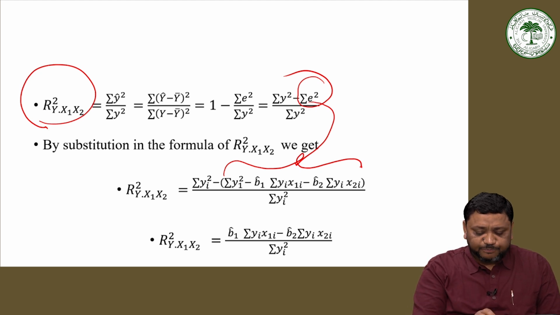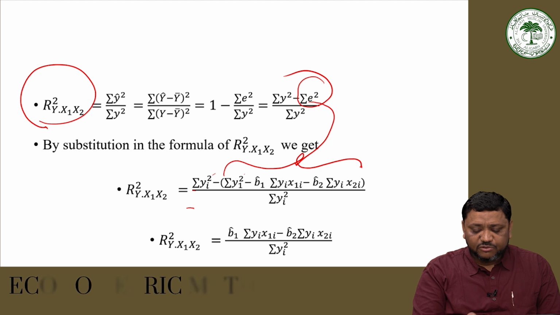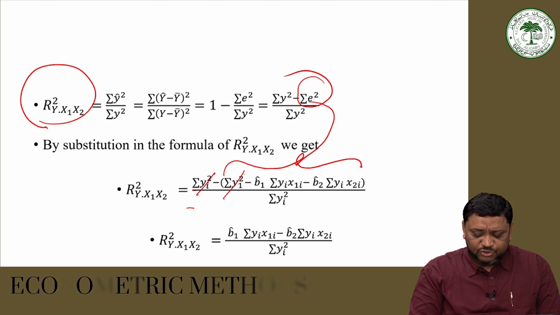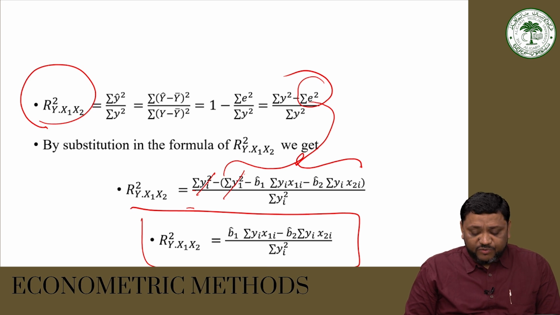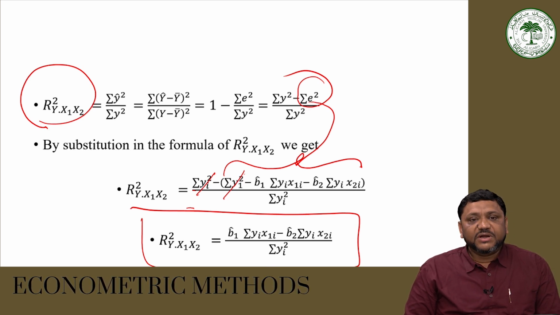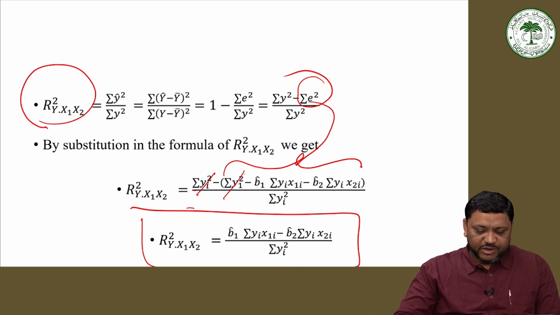Now this we can write in this format, or we simplify further. Once we simplify, these two terms cancel out, and the minus changes to plus. So finally r square can be defined as beta 1 hat summation yi x1i plus beta 2 hat summation yi x2i divided by summation yi square.